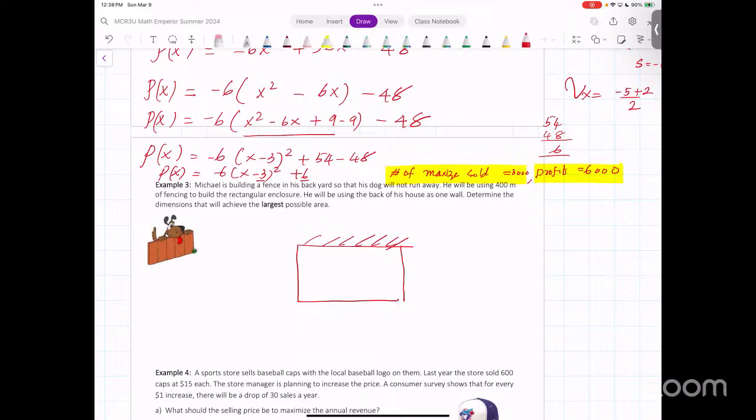I don't know. Let's call it the width. Let's call it the length. And this is also width. W plus L plus W. How much is that equal to, Javier?